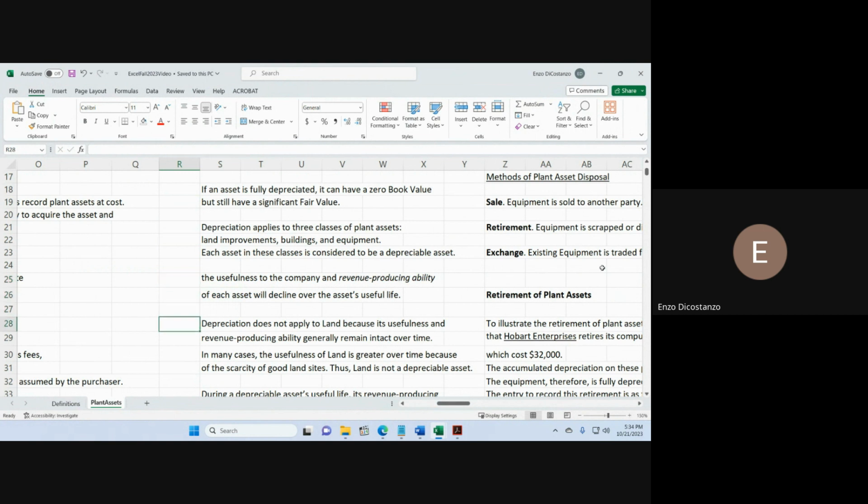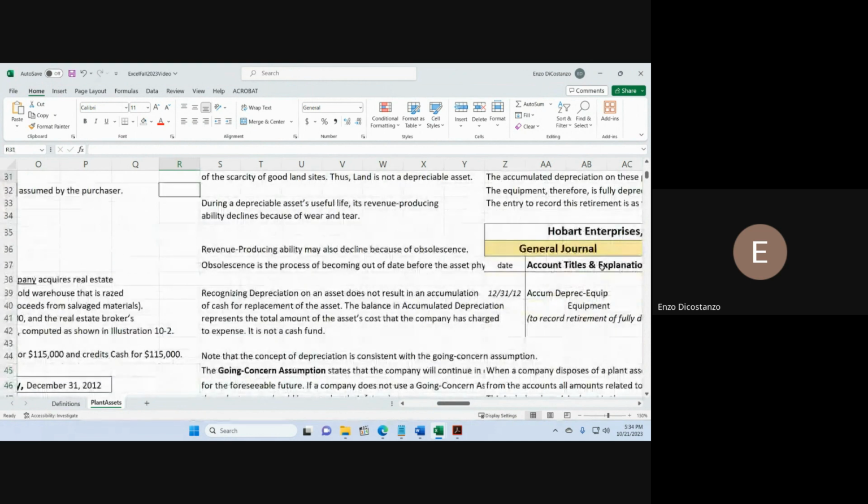Depreciation does not apply to land. Its usefulness and revenue producing ability remain intact over time. So yeah, land's not a depreciable asset. The usefulness of land is greater over time because of scarcity of good land sites, which is true.